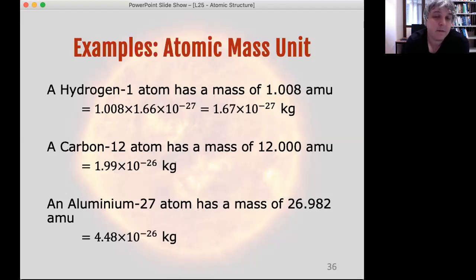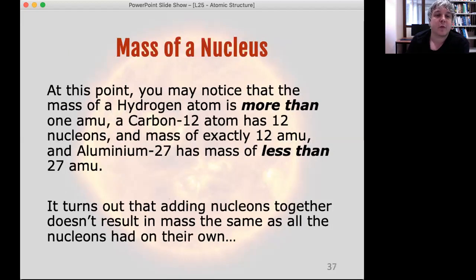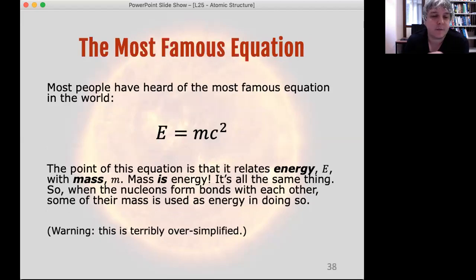If you take 12 protons and neutrons, which all have a mass of about 1.008 AMUs, and you add them all together, you would expect 12 plus 12 times the 0.008 part, but instead you just get 12. And so some of that mass has gone. Some of that mass has just seemingly vanished. But what the equation E equals mc squared is telling us is that mass hasn't vanished. It's been used as energy in forming those bonds between the protons and neutrons in the nucleus. So that is what the most famous equation tells us.